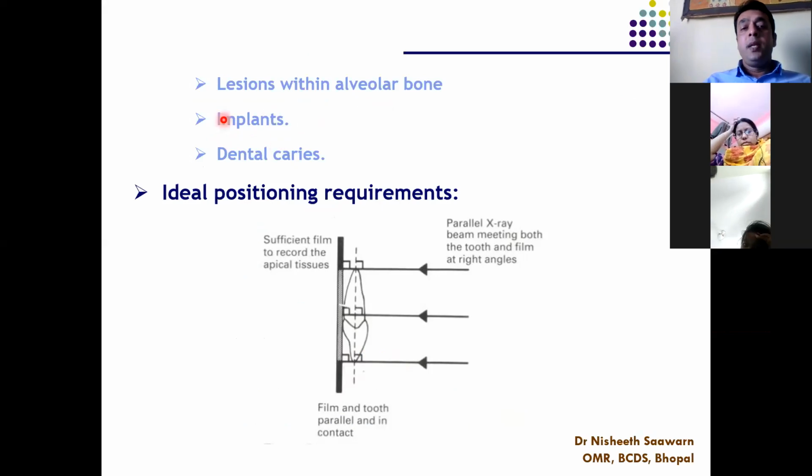We also take it when we want to do dental implants, and if you want to assess dental caries, this is the most common cause. Now we'll see how to make IOPA radiographs, or periapical radiographs. So let's see what the positioning requirements are and how we can make them.